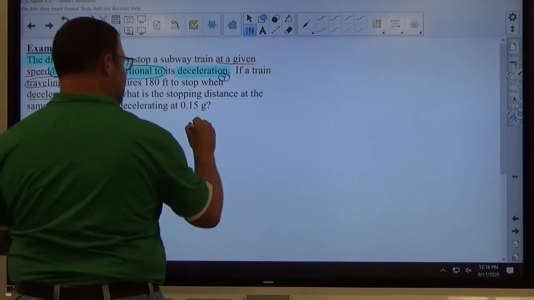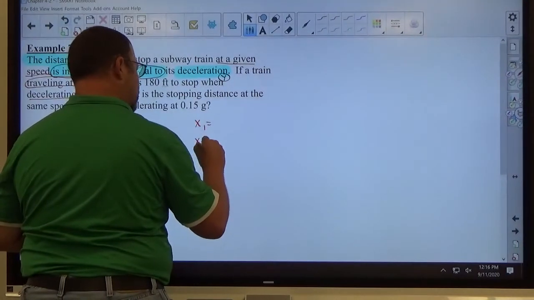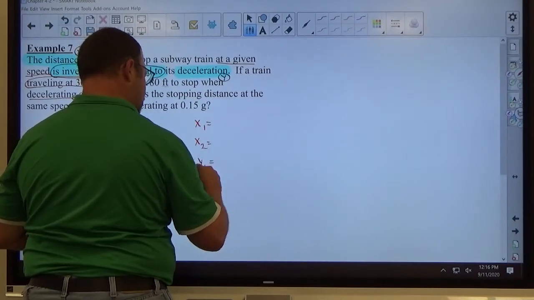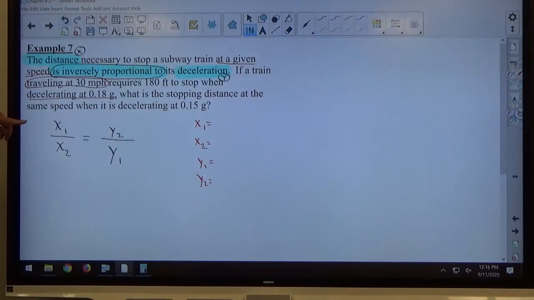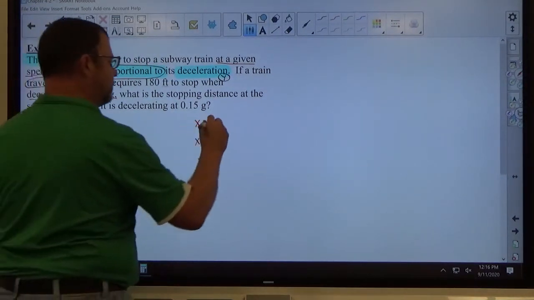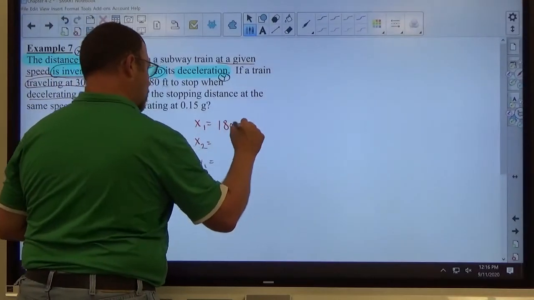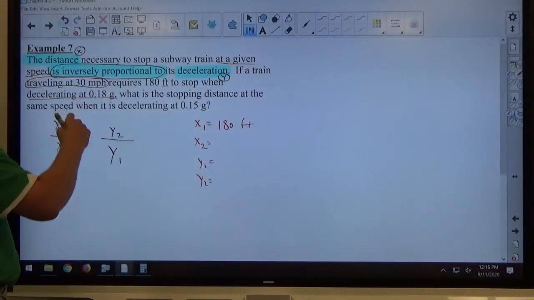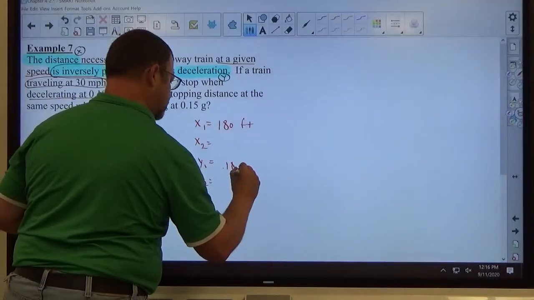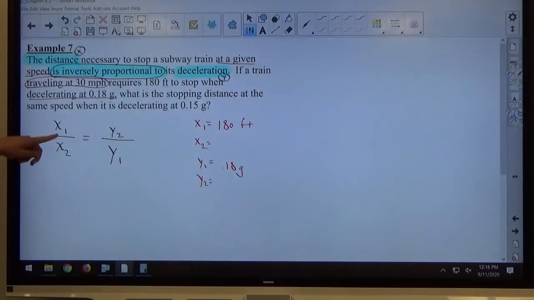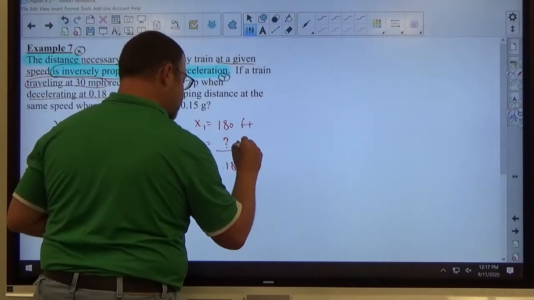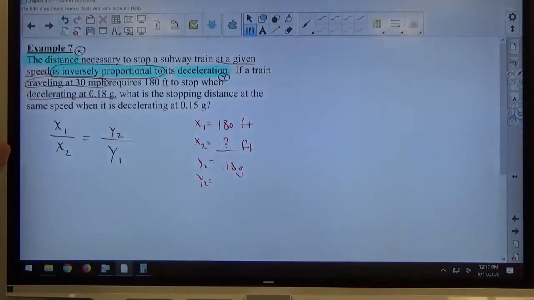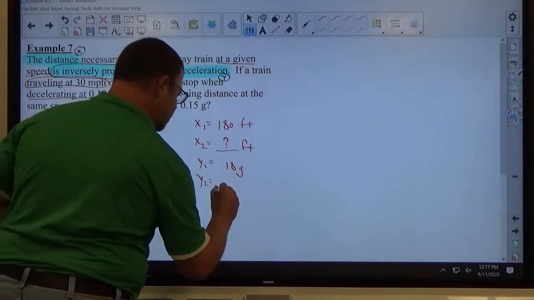So what I see is, all right, x1 equals something, x2 equals something, y1 equals something, and y2 equals something. x1 is my first distance, which is 180 feet. y1 is my first deceleration, which is 0.18 G. x2 is my second distance. What is the stopping distance at the same speed? So that's what I don't know. Unknown feet. When it's decelerating at 0.15 G.